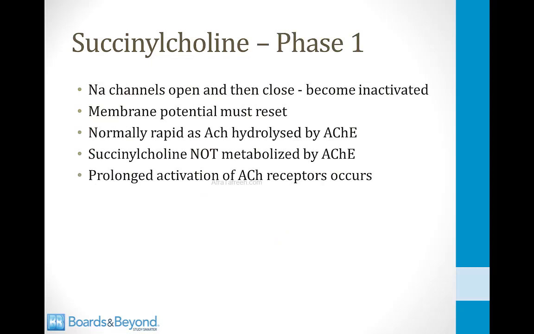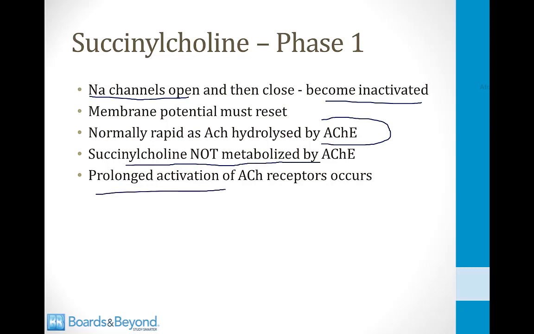Phase 1 is called the depolarizing phase. Succinylcholine is going to depolarize the muscle tissue, and sodium channels will open and then close, and they will become inactivated. At this point, the membrane potential needs to reset so the muscle can work again. Now normally acetylcholine gets hydrolyzed very quickly by acetylcholinesterase, and then the muscle cell can reset and contract again. However, succinylcholine is not metabolized by acetylcholinesterase, so the result is you get prolonged activation of acetylcholine receptor sites, and the muscle cannot contract, and this is called the depolarizing phase of succinylcholine block.